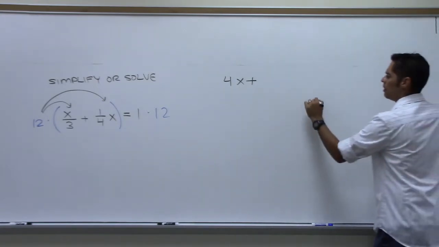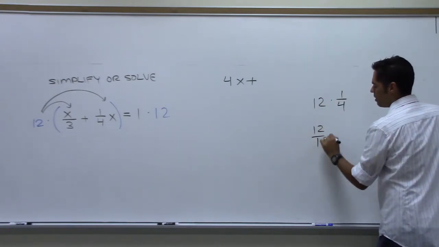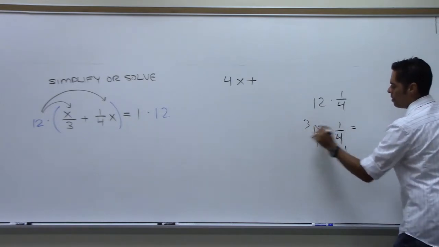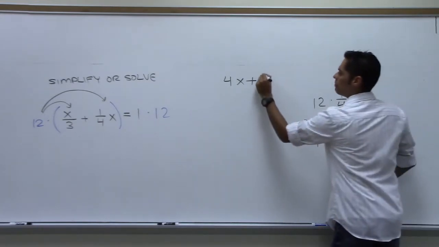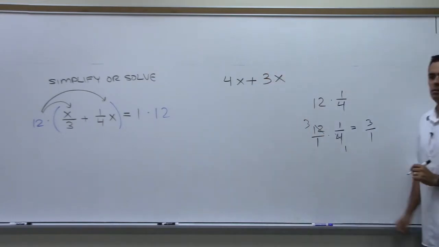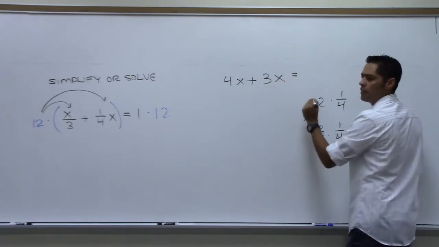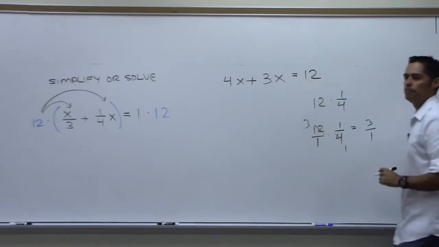careful, you're doing 12 times 1/4, which is the same as 12 over 1 times 1 over 4. And then this would become 1 and then 3. So it would become 3 over 1, not 1 over 3. Right? So you just get 3? 3 x's. Equals 12 times 1. So 12, right?